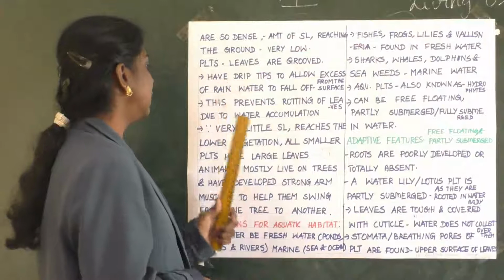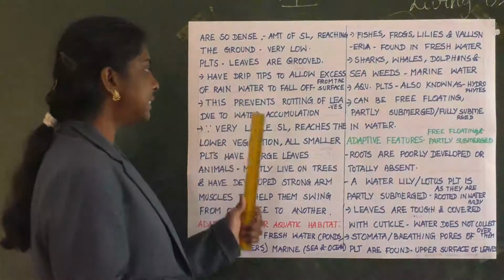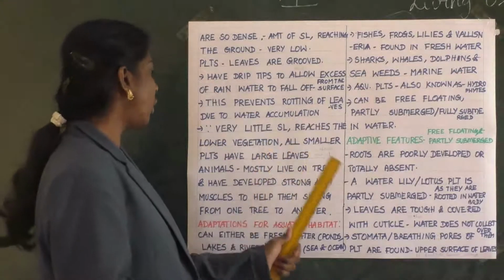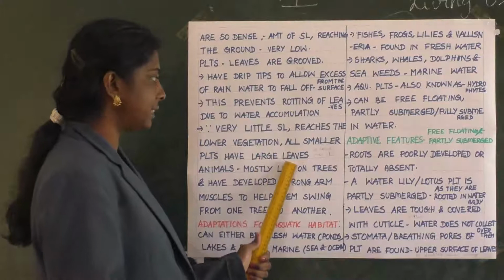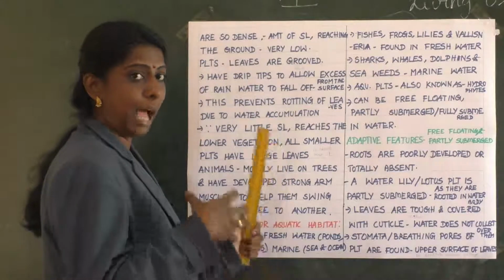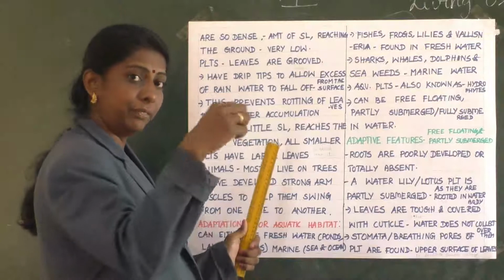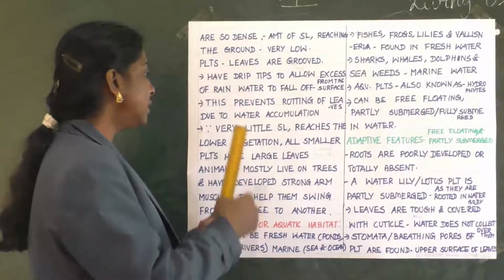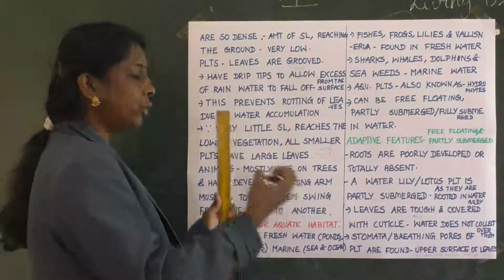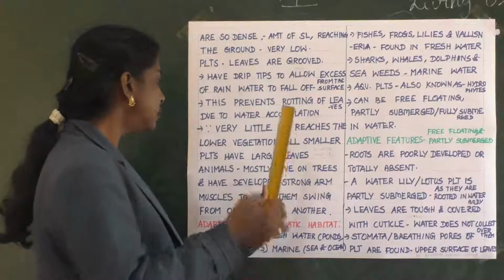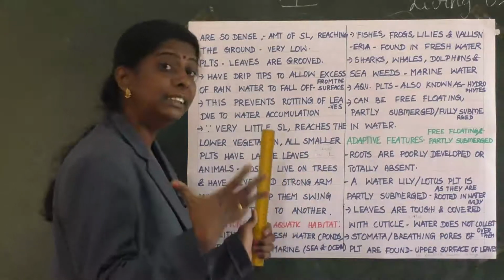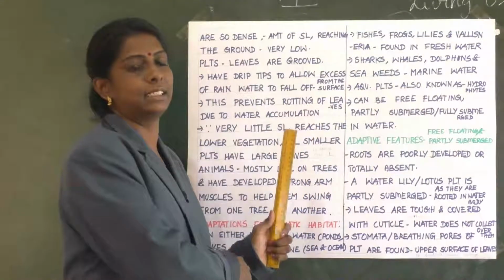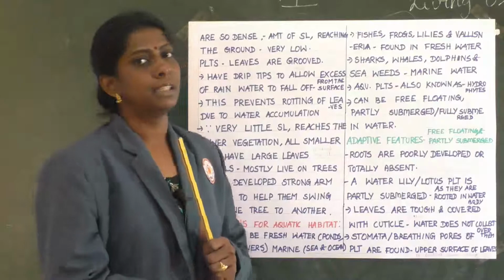Clear? Yes. Because very little sunlight reaches the lower vegetation, all smaller plants have larger leaves. In this tropical habitat, usually they will get very little sunlight. So just because they are getting a very small amount of sunlight, even smaller plants have big leaves, so that they can absorb maximum sunlight.